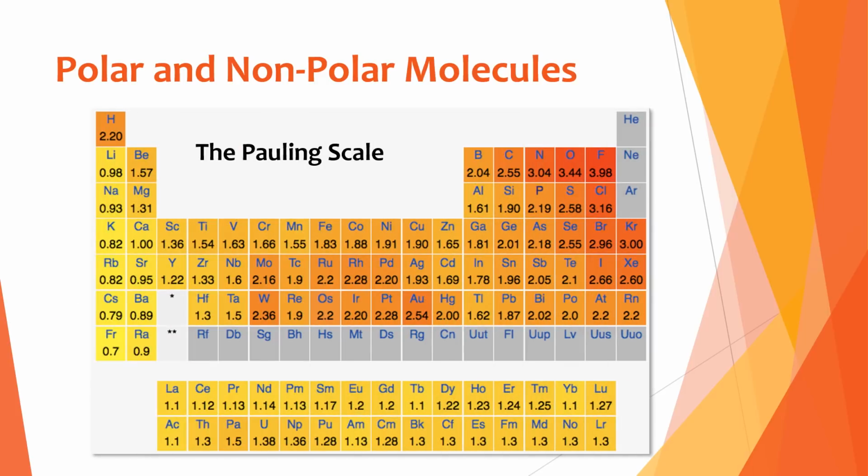These are the Pauling scale values for each of the atoms in the periodic table. The Pauling scale also represents the trend for electronegativity in the periodic table, where going across the period, the electronegativity will increase, while going down the group, the electronegativity will decrease.